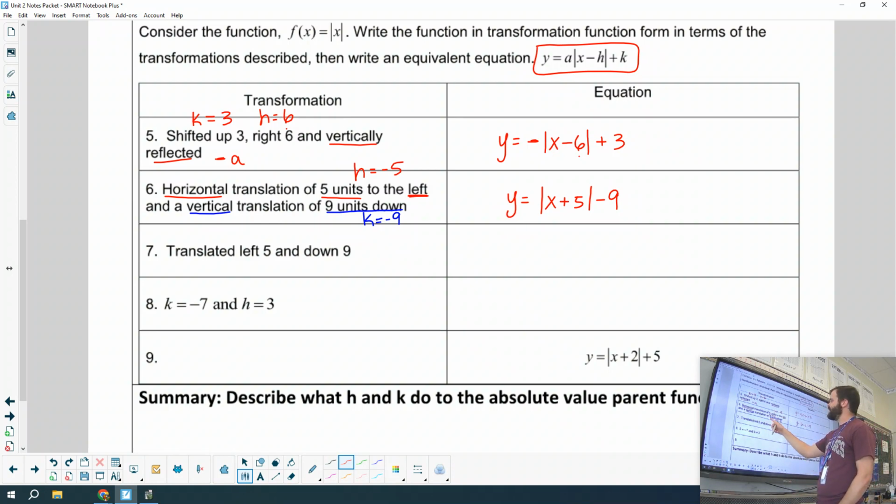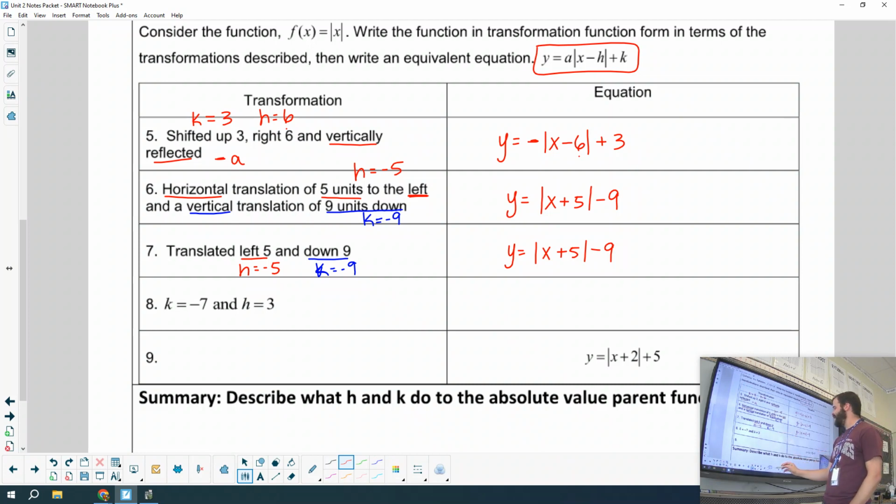Okay, so now translated left 5 and down 9. So left 5 is meaning my h is negative 5 again. And then down 9 units, my k is negative 9 again. So you can see here, guys, this is just the same way as writing that one above. It's just written in a simpler format. So I wanted you to see the difference there between those two. So here we're going to write this one. We're going to go y equals absolute value of x plus 5 minus 9.